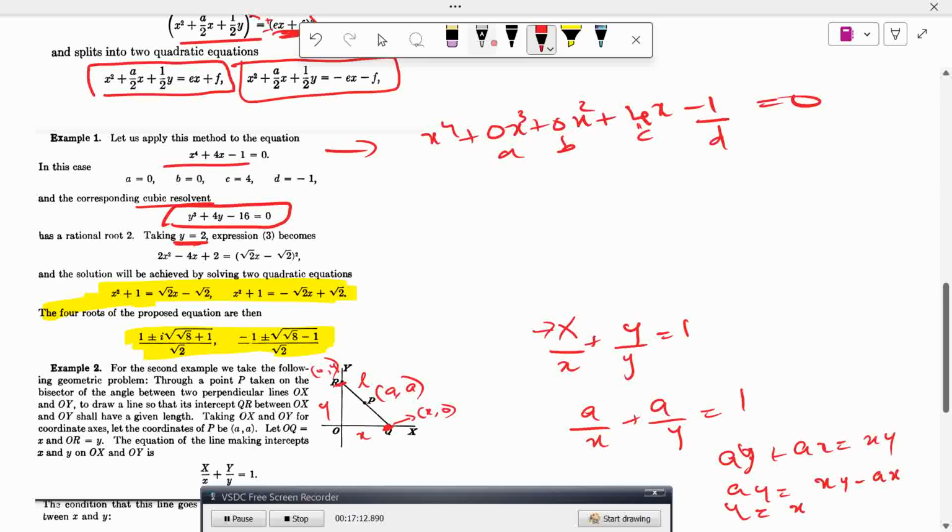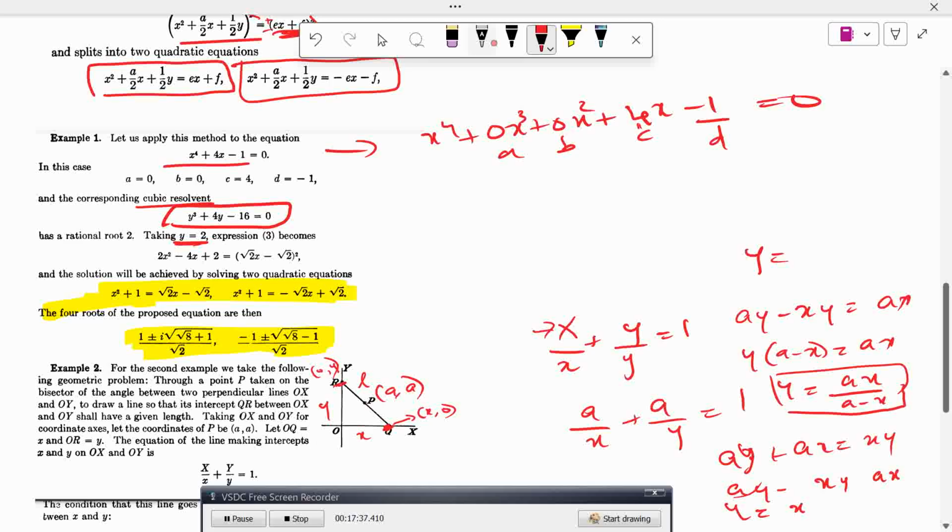Yeah, we have to make this as y is equal to. So what we'll do, this step is not needed. We'll take ay minus xy is equal to ax, take y common. So a minus x is equal to ax, so y is equal to ax by a minus x. This you will have to put in the equation y square plus x square is equal to L square. We'll put this y here.